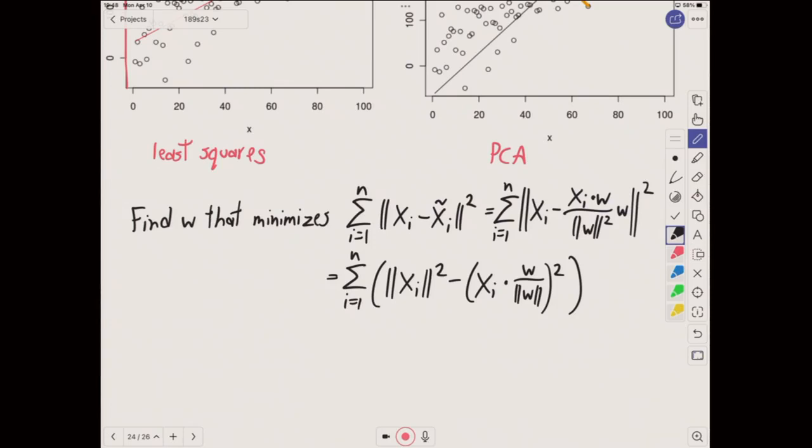And what's interesting about that version is the sum over all the xi squares, that's a constant. That has nothing to do with w, so we can drop that. The only part that's actually going to matter is the sum of this stuff here, and that is what we optimized in PCA derivation number 2. So this thing here, that's the variance.